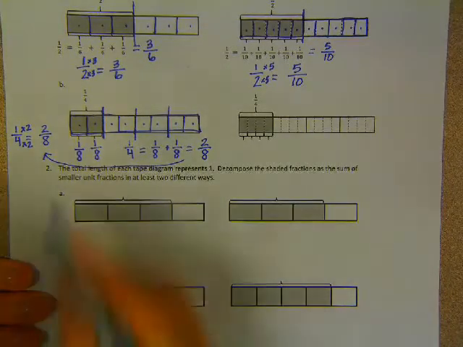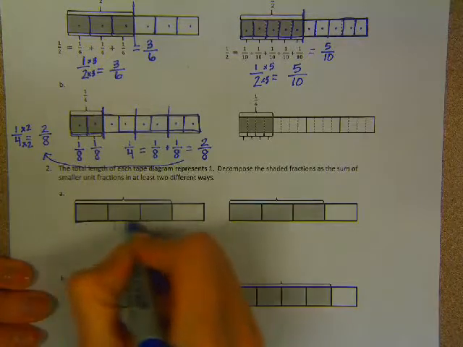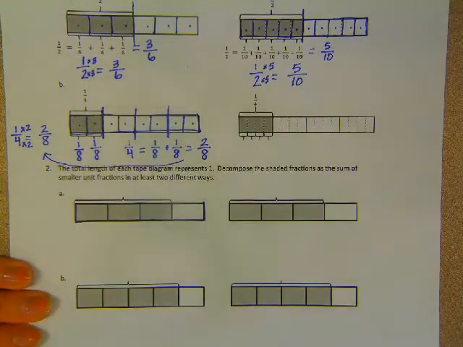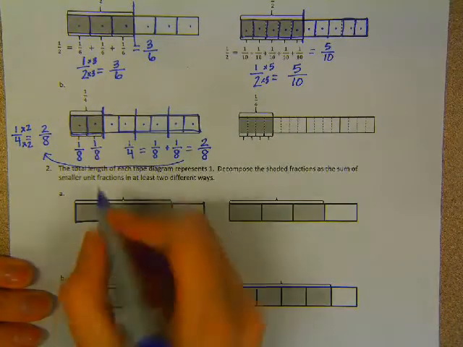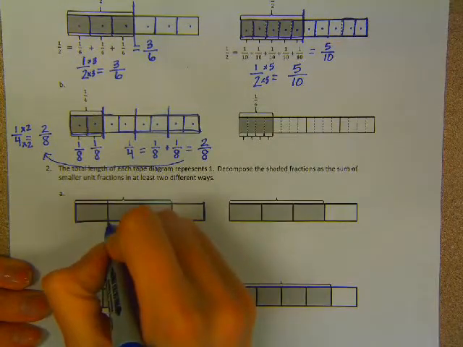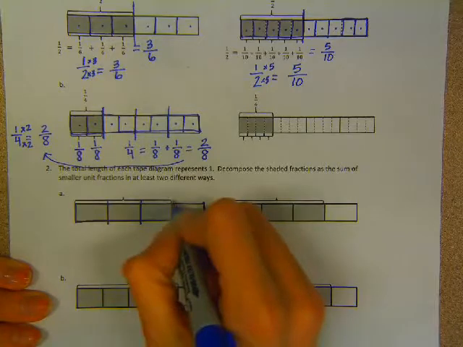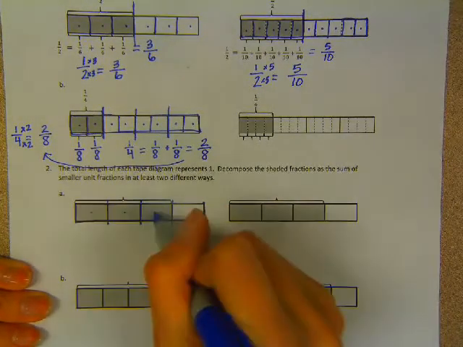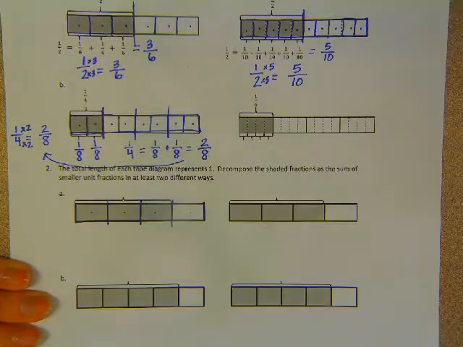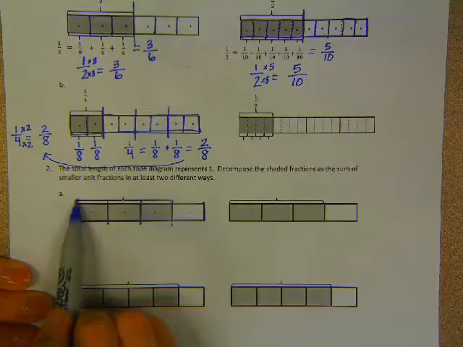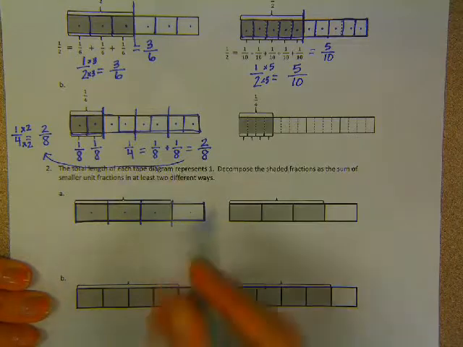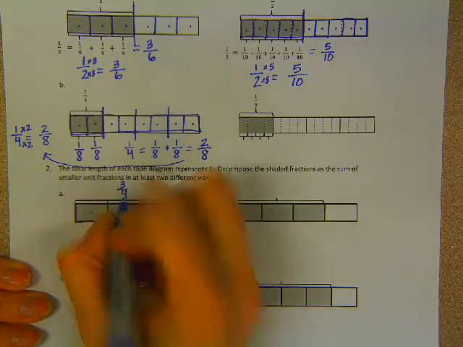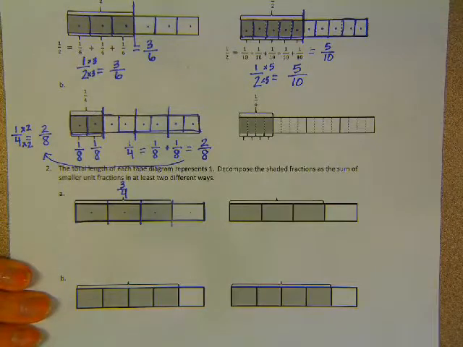So this big rectangle here equals 1 whole. And this rectangle is split into fourths. That means I have 4 big pieces. Now, 3 of them are shaded. So this bracket represents 3/4 because 3 out of the 4 pieces are shaded.